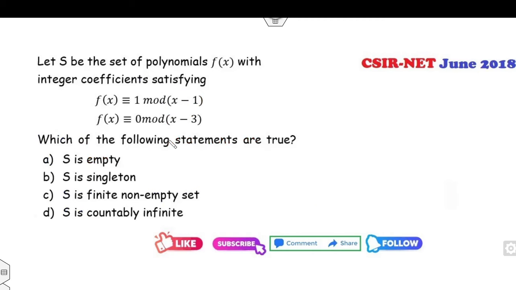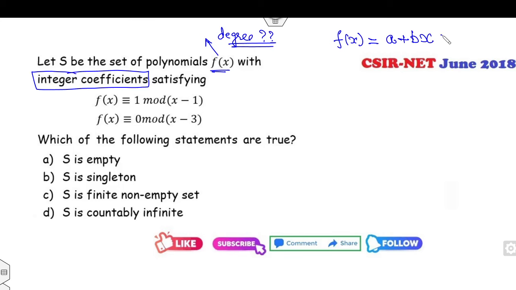Look at this another one. Again you can see the modulus. Fine. So S is the set of the polynomial f(x). What is the degree of the polynomial? Is it given to you? No. So I can choose any polynomial, say a plus bx. What is the restriction of that? They are integer coefficients. That means a and b are integers. Satisfying this condition, which of the following are true? S is the collection of all those f(x). Singleton, empty, finite, countable.